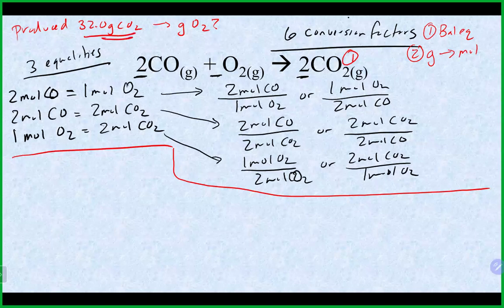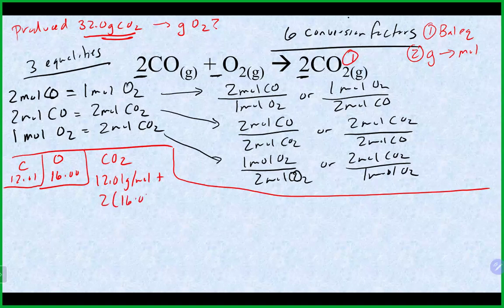So we will need the molar mass of CO2 to do that. So we would need to go to the periodic table there, and we would find carbon, that's 12.01. We would find oxygen, which is 16. And we would get the molar mass of CO2 by taking 12.01 for the carbon, add it to 2 times 16 for oxygen. That's going to give us 44.01 grams per mole.